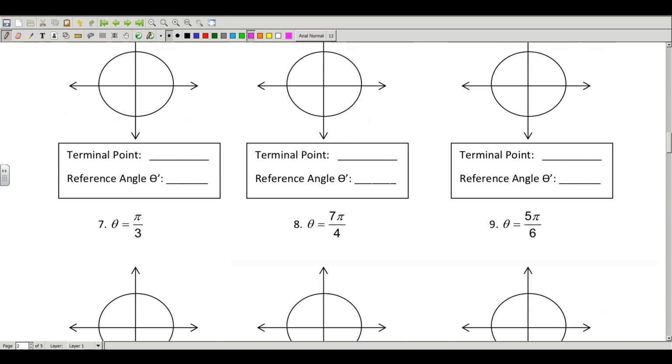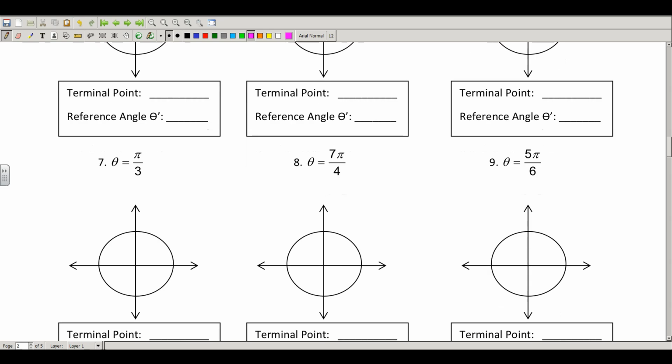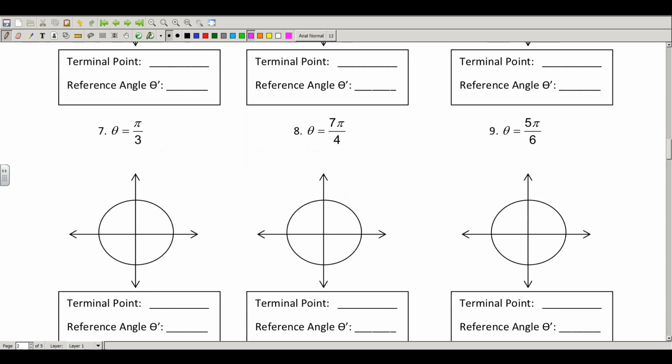Let's just do one more. Let's do one where it's a radian. Let's say number 8, 7 pi over 4. 7 pi over 4 would be all the way here. Half pi, full pi, 1.5 pi, and then 1 3/4 pi. 7/4 pi, right here. Okay, so there it is.